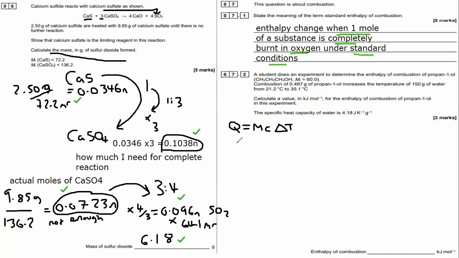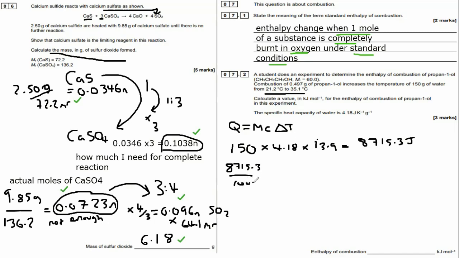Let's get to it. Q equals mc delta T. So we know that the mass is 150 grams. We know that the specific heat capacity is 4.18, and we know that the temperature change, delta T, is 13.9. Whack them all together, and we get 8,715.3 joules. Now, the answer is in kilojoules per mole, so we need to convert those joules into kilojoules. So we divide that by 1,000, because if you look down below, you can see it's kilojoules per mole. And so then we're going to get 8.715 kilojoules are given off in this reaction.